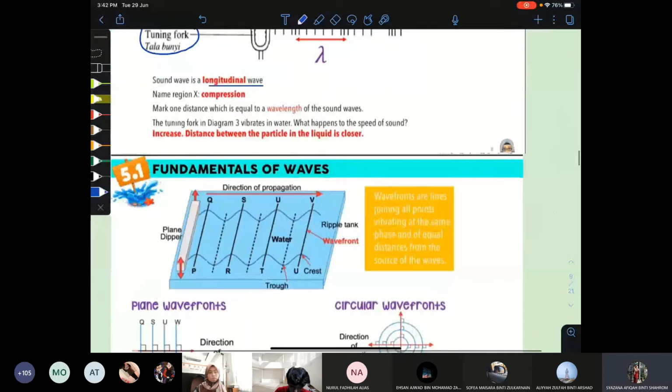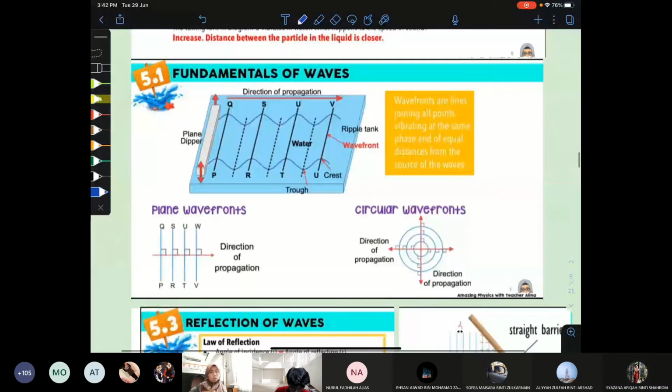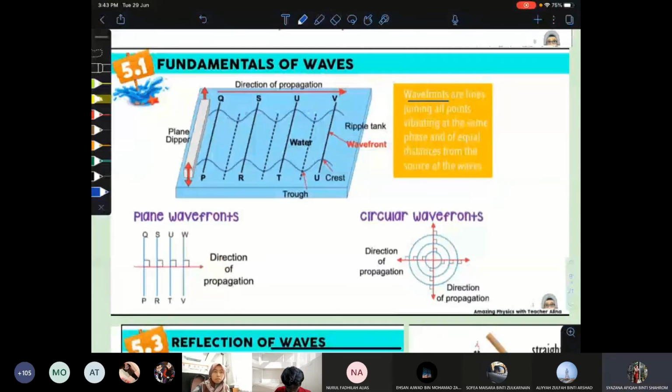Next, in the topic of waves, you need to understand the term wavefront. I'm sure if you look at these diagrams, you understand already. Wavefronts are actually imaginary lines. You don't really see them, but you know they are there. They are imaginary lines joining all points vibrating at the same phase.